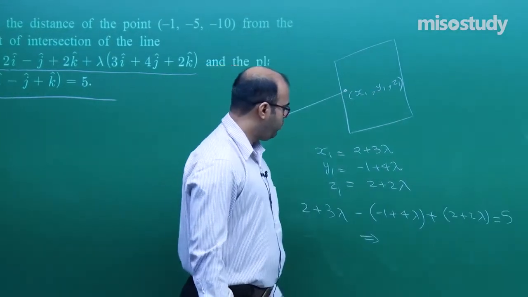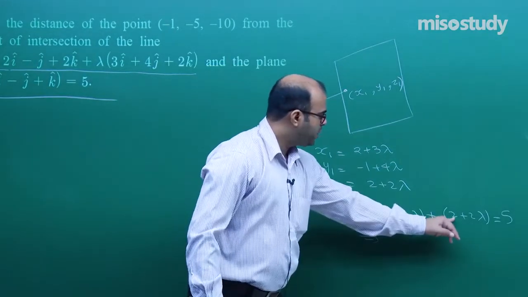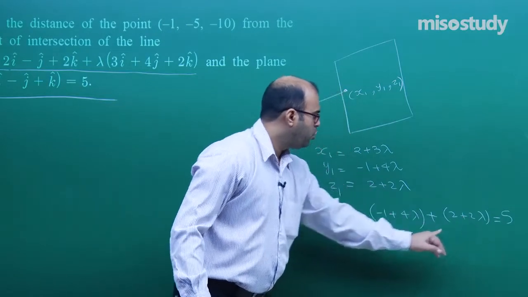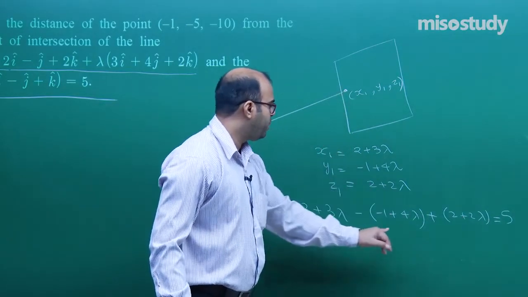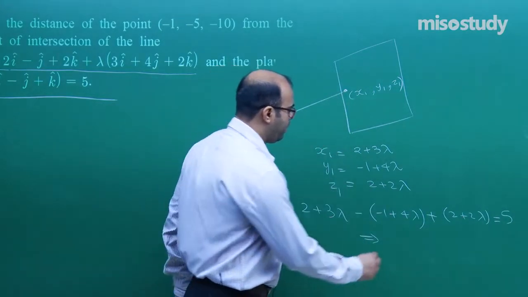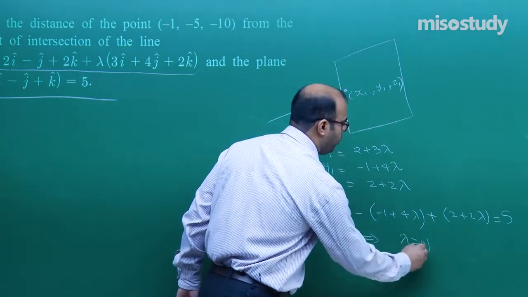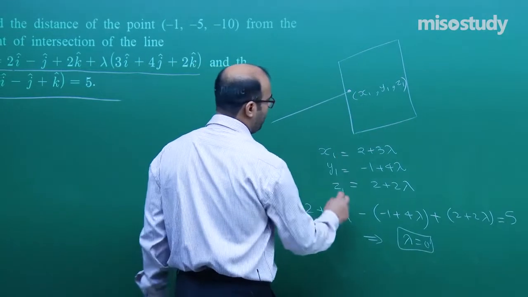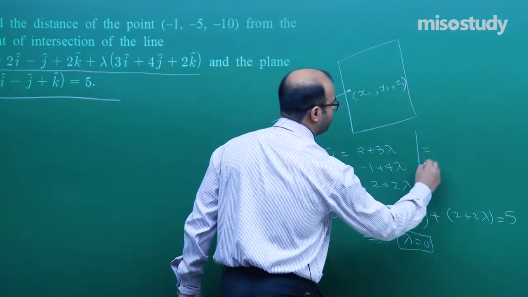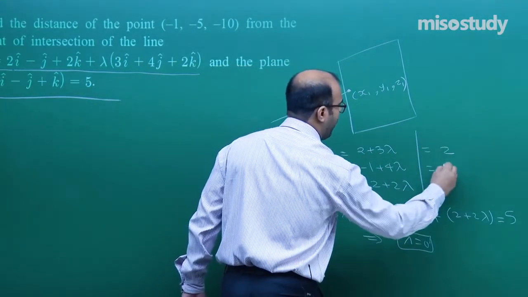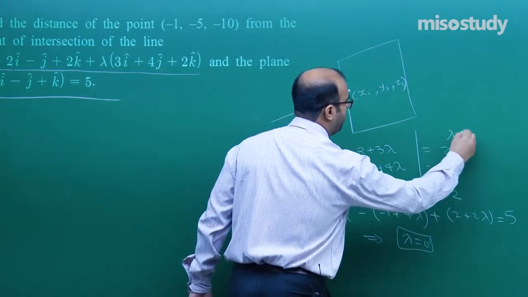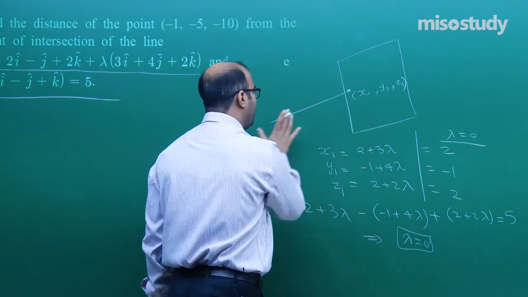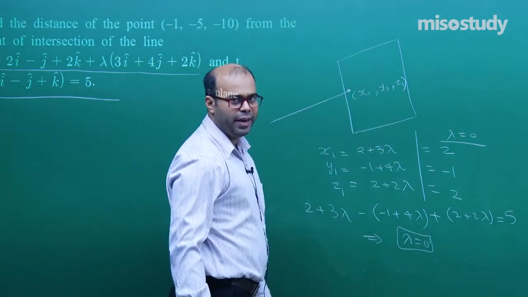See what is the value. So, this 2 plus 1 is 3, and this 5 cancels. 2 lambda plus minus 4 lambda is -2 lambda plus 3 lambda is lambda. So, lambda comes out to be 0. So, for lambda equal to 0 we get a point which is equal to 2, -1 and 2. And for this particular point we find that this line is intersecting this plane.